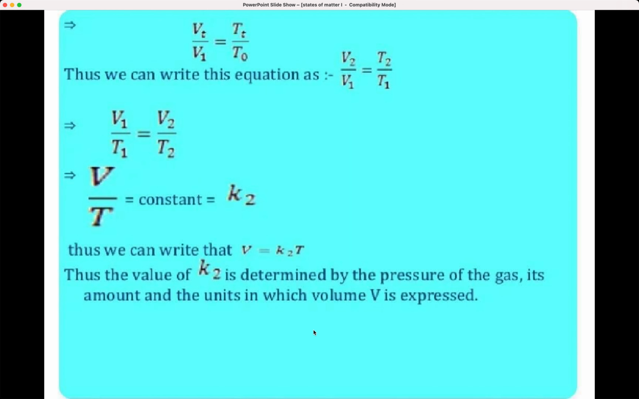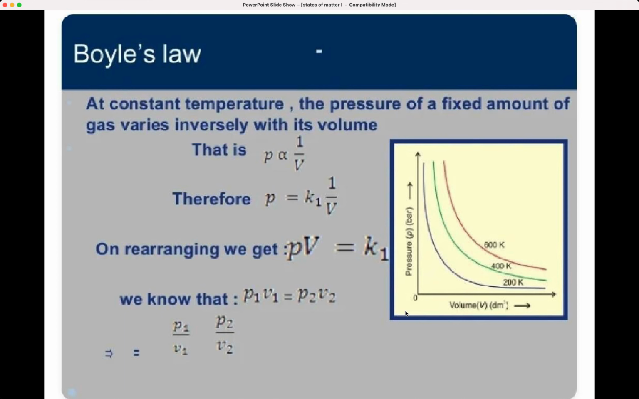Next equation. You can also write VT by V0 is equal to TT by T0. So write this equation as V2 by V1 is equal to T2 by T1. From this equation, we rearrange and write V1 by T1 is equal to V2 by T2, or V by T is a constant, which is K2. So we can write V is equal to K2 into T. The value of K2 is determined by the pressure of the gas, the amount, and the units in which volume is expressed.